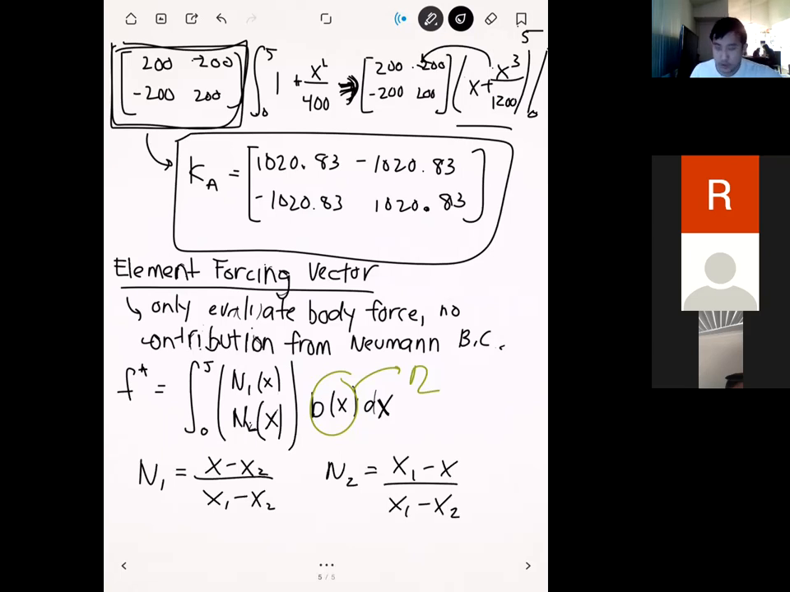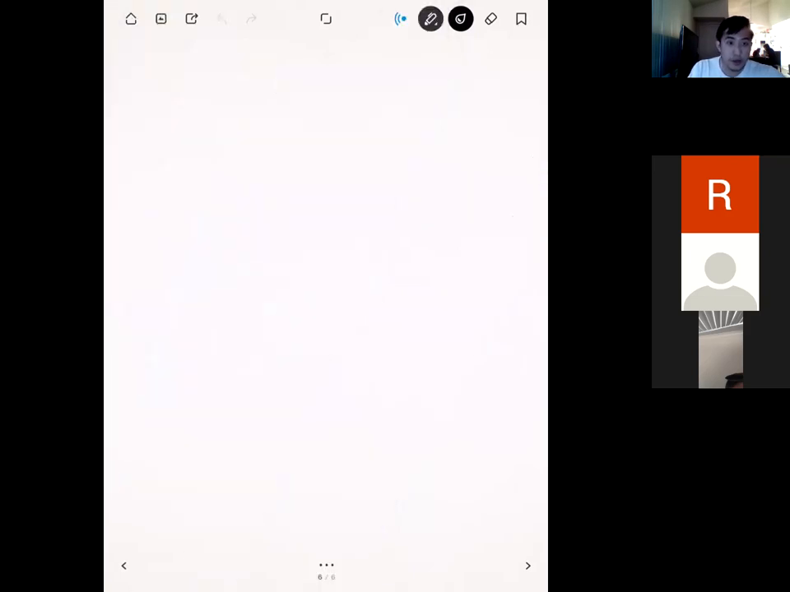And so same thing we did before. We're basically going to plug in for these expressions, perform the integral, and then we get our 2 by 1 vector at the end. All right. Any questions on this? All right, so let's go ahead and do that.